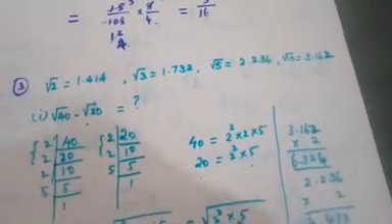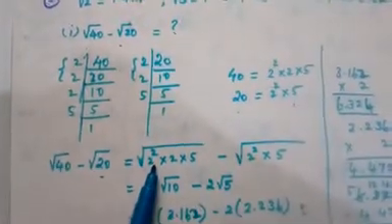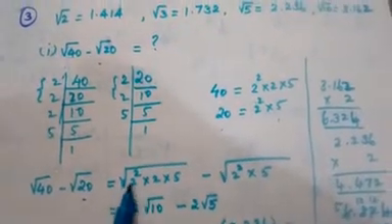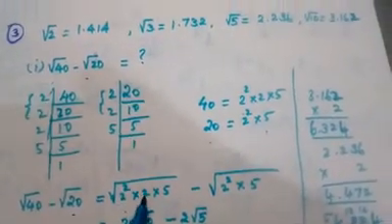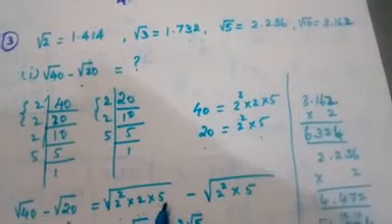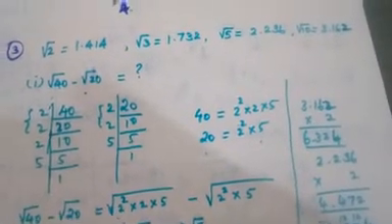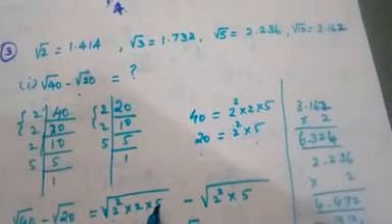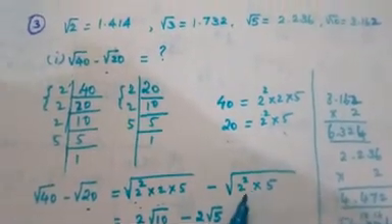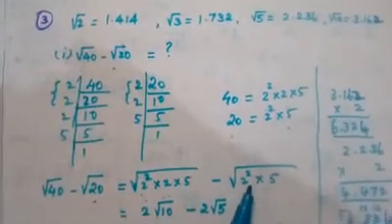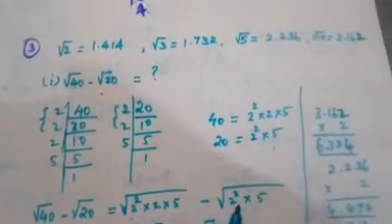So now you have to substitute the values. Square and square root cancel, so this is 2 into square root of 2 into 5. So that is 2 into root, and 2 fives are 10. Next, 2 comes out because square and square root cancel. So 2 into root 5.